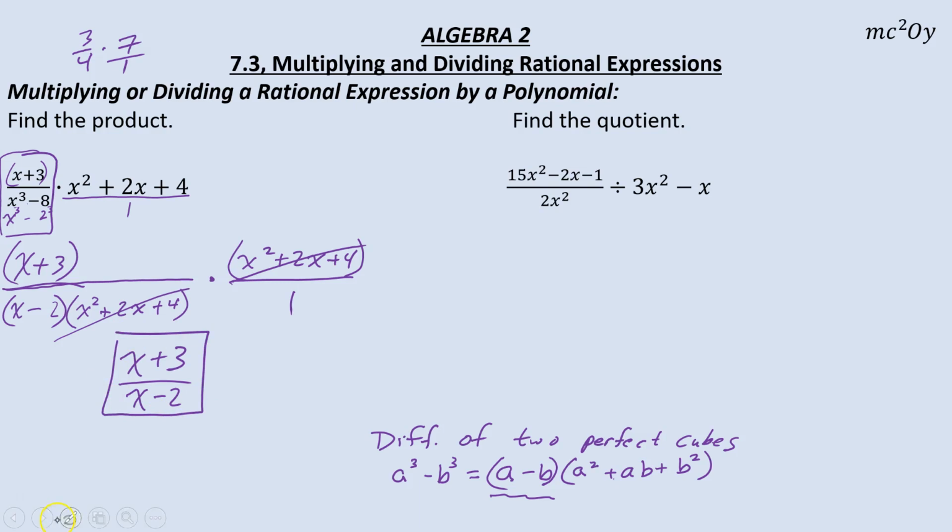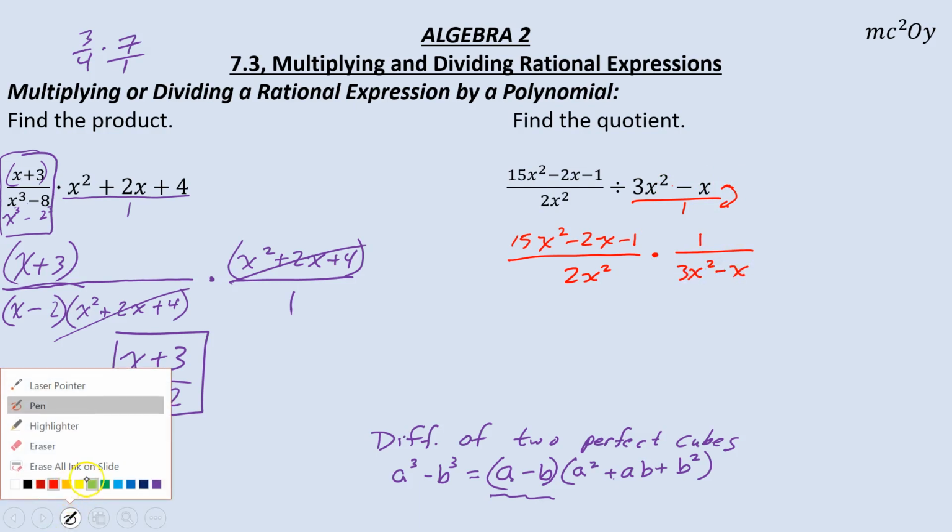All right. Let's try one more here. We're dividing. The first step in division is to rewrite it as multiplication. I'm going to put a 1 under that first, over 2x squared, times, and this gets flipped. We flip it around, so now 1 over 3 minus x.